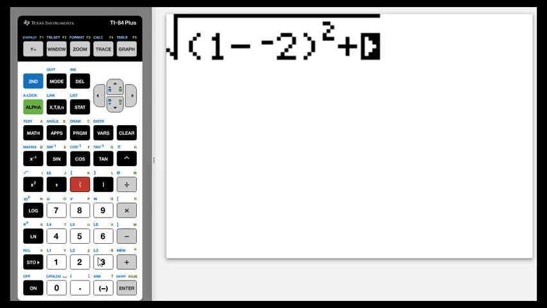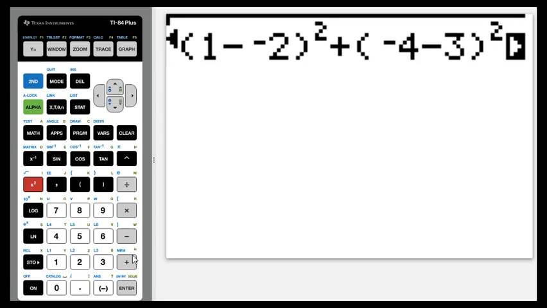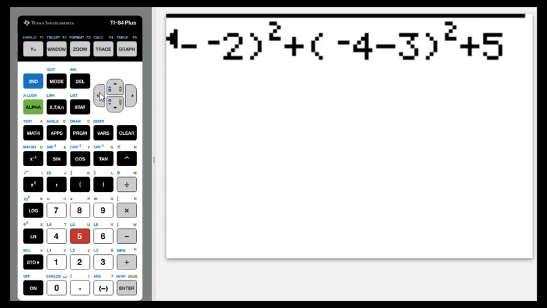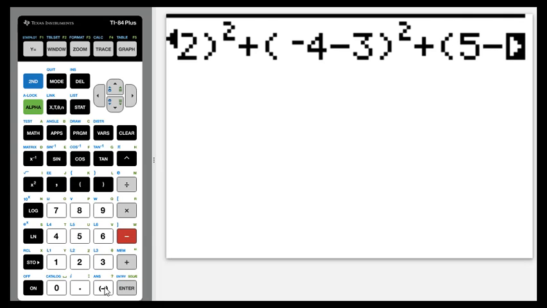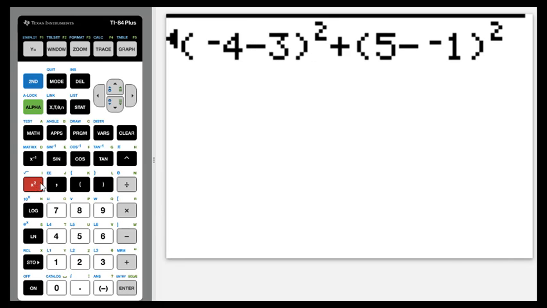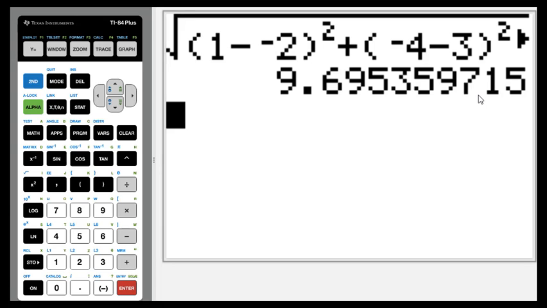Then plus, parentheses, -4 minus 3 squared. Then plus 5, no, you have to put the parentheses. Yeah, parentheses 5 minus -1 squared. Then enter. See, they give you decimals.